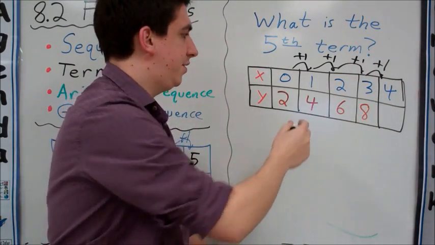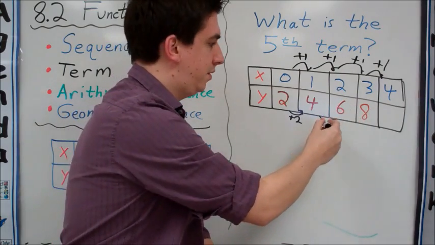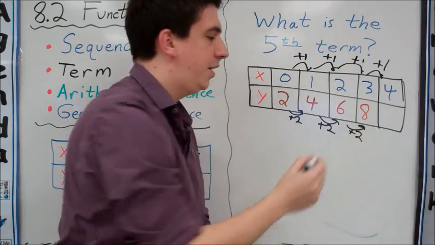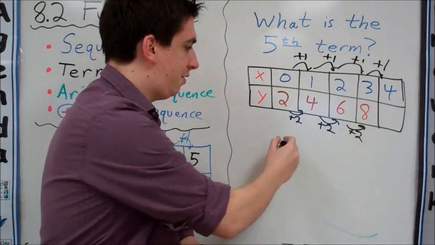Now let's check out our y's. 2 to 4, plus 2. 4 to 6, plus 2. 6 to 8 is another plus 2. Since this change is constant and this change is constant, we know that we have an arithmetic sequence.